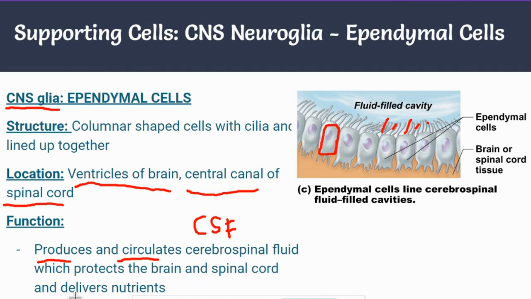And it also delivers nutrients to the neurons in your brain and spinal cord, and also gets rid of the things that the neurons don't need, like waste materials, like carbon dioxide that they're trying to get rid of, stuff like that. So your ependymal cells produce and circulate CSF. That's what you'll need to know.